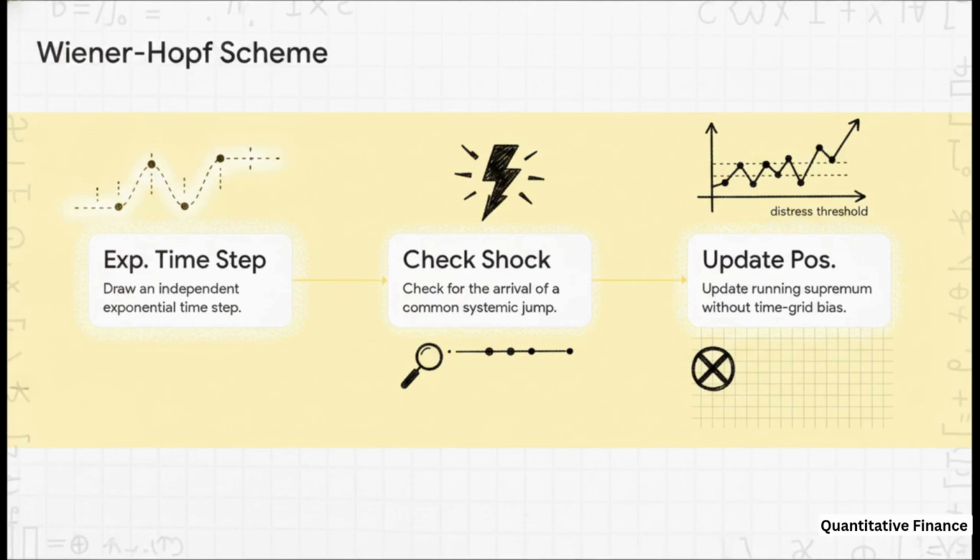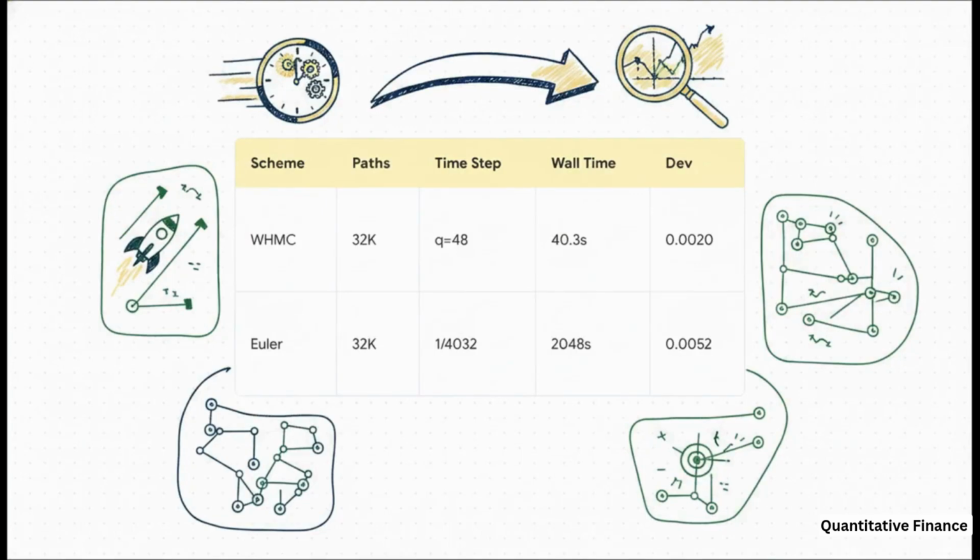Step 2, you check if the common systemic shock arrived in that specific window. And step 3, you update the running supremum and the firm's distress position. By jumping right from event to event, they completely eliminate the grid bias. It's a game changer. And this brilliantly illustrates the sheer power of this approach.